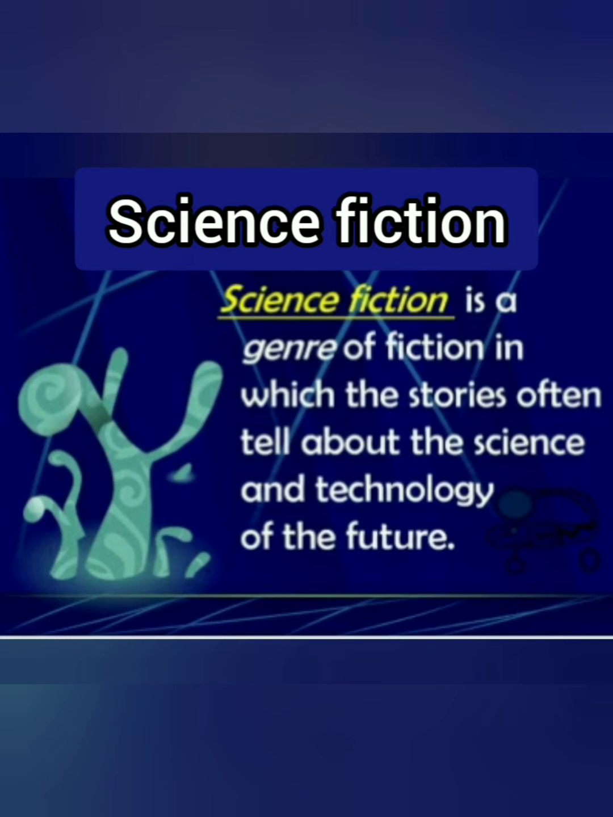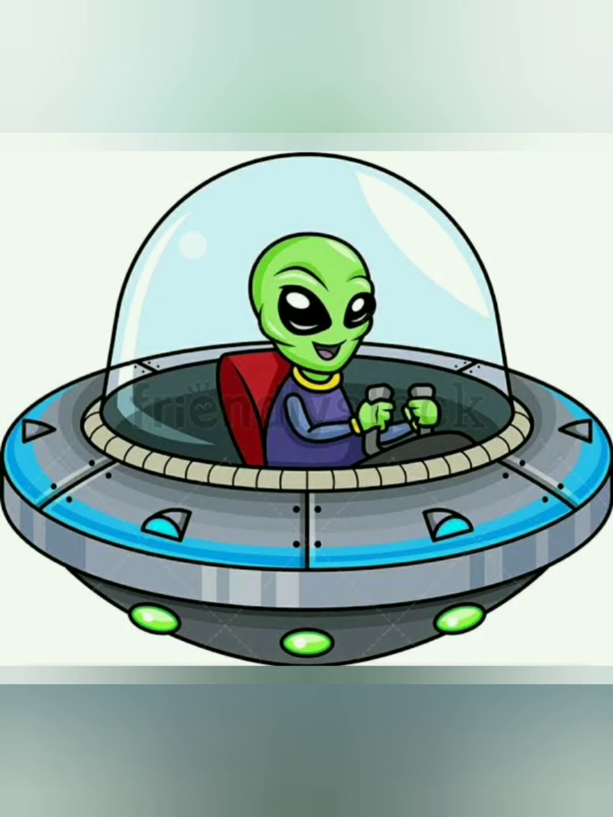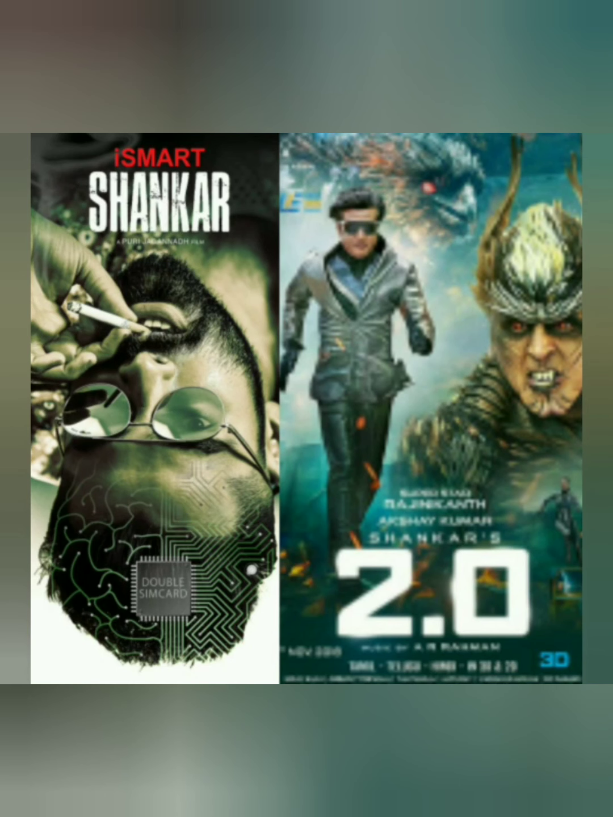Let's see science fiction. These science fiction stories deal with imaginative and futuristic concepts such as advanced science and technology, space exploration, time travel, aliens, etc. Smart Shankar and Robo 2.0 are the examples of science fiction movies. Let's understand the science fiction a little better.